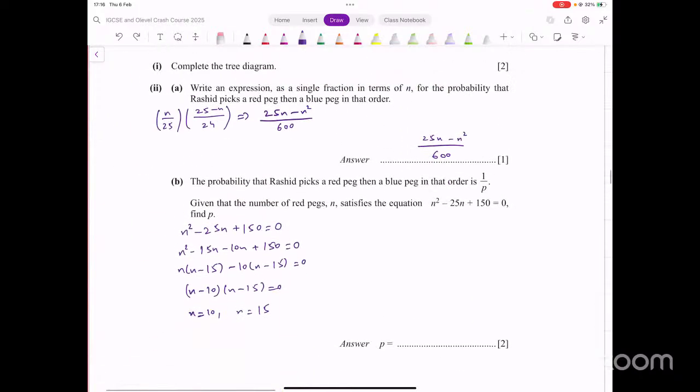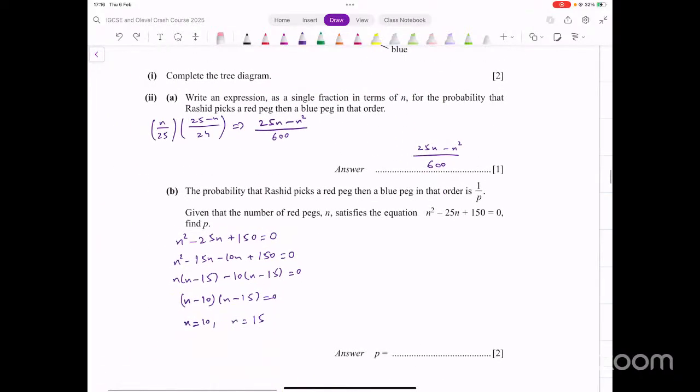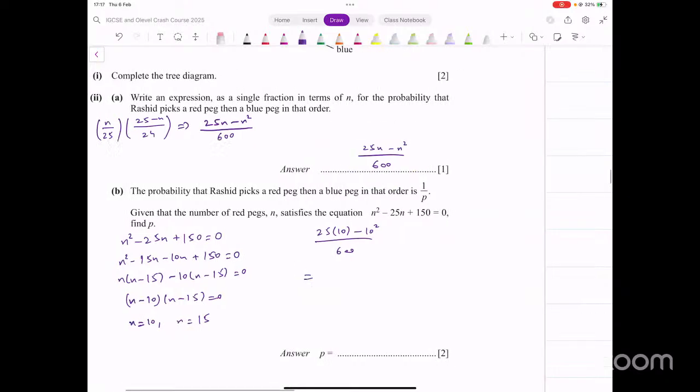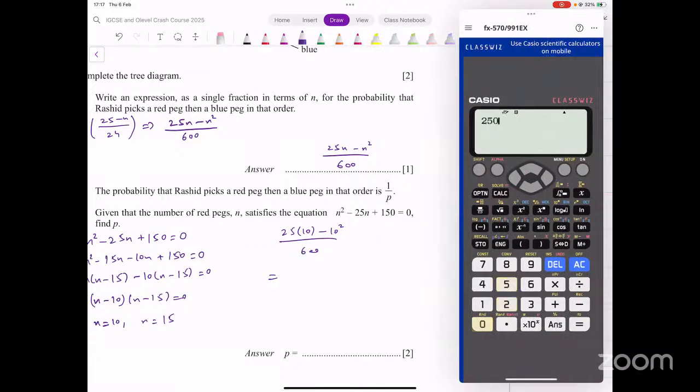Yes, so these are the two values of n that we're getting. Now let's see by inputting in this and see what we get. If we input n equal to 10 there, let's see what we get in that case. 25 times 10 minus 10 squared over 600. We put this value of n here. What do we get from that? It's 250 minus 100 divided by 600, which simplifies to 1 over 4.